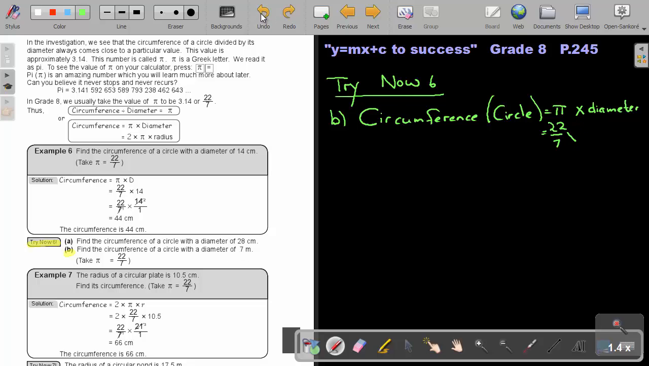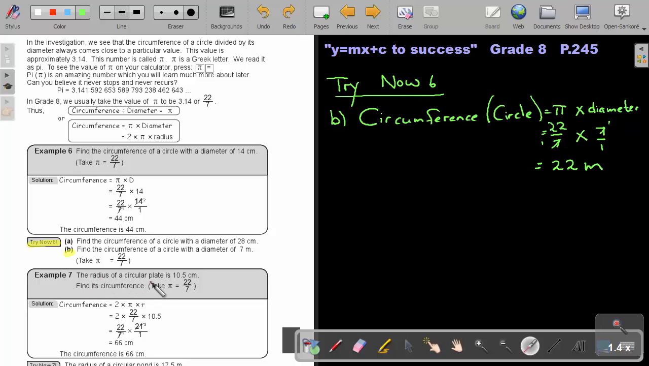Let's just multiply. We can put it over 1, and then we can cancel out, and the final answer will just be 22, and it's in meters. So it will be 22 meters. That's the final answer. Okay, let's look at example 7.